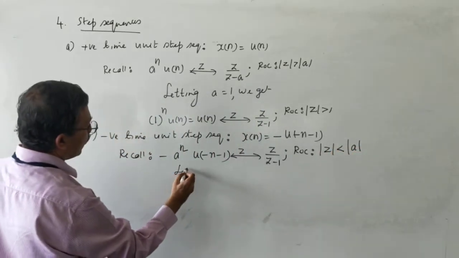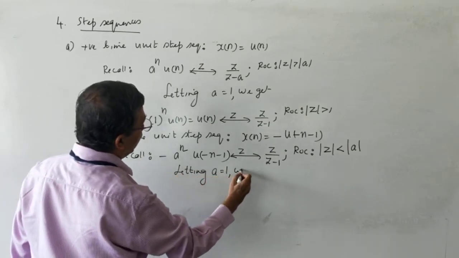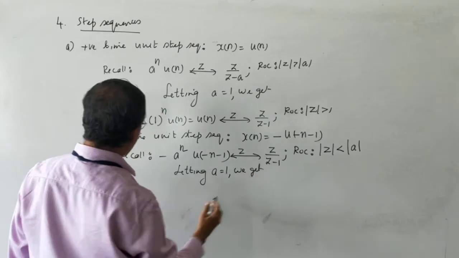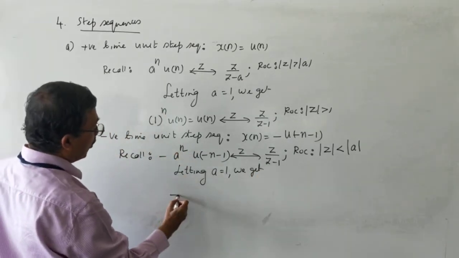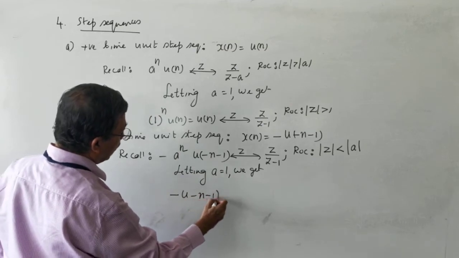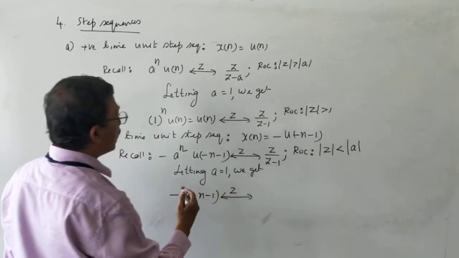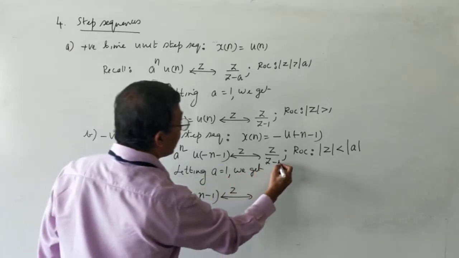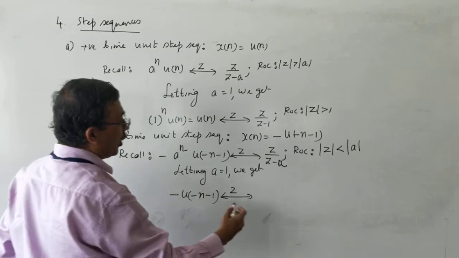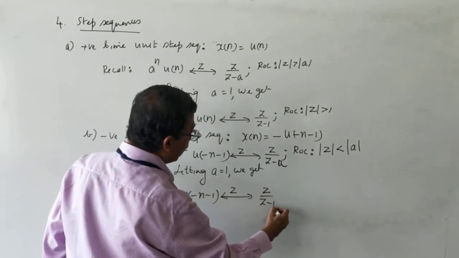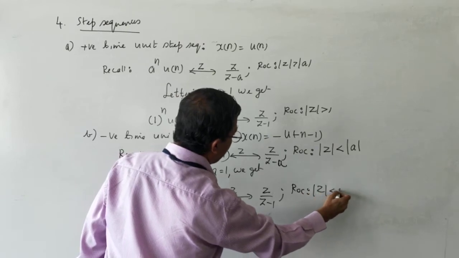Letting a equal to 1, we get 1 to the power n is 1 only, minus of u of minus n minus 1 has a z transform. Sorry, this is z by z minus a. Letting a equal to 1, we get z by z minus 1. ROC mod z less than 1.